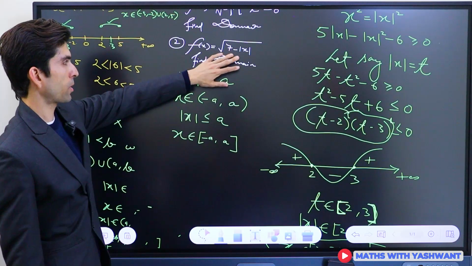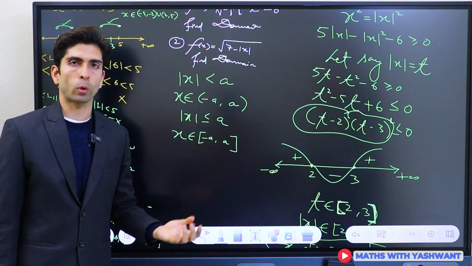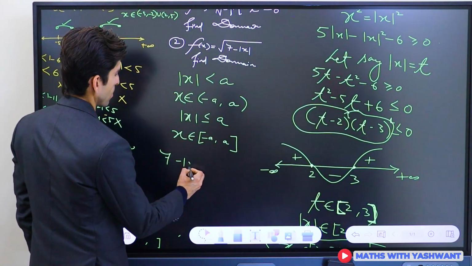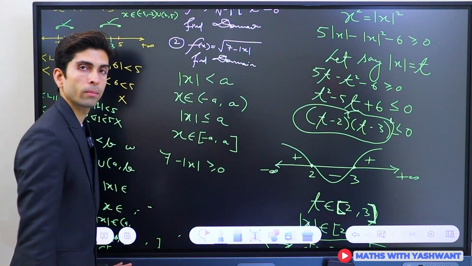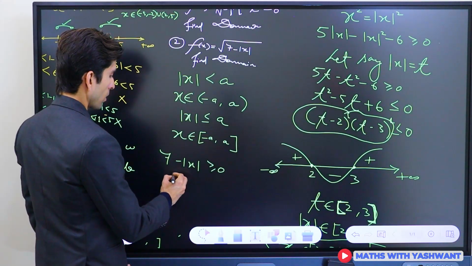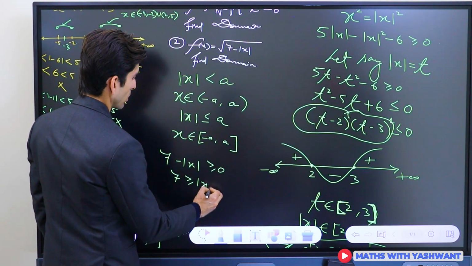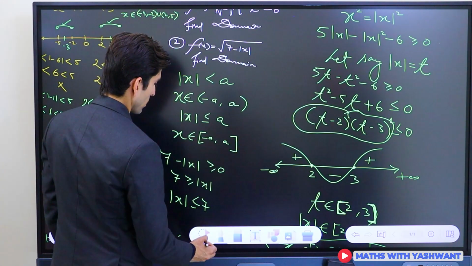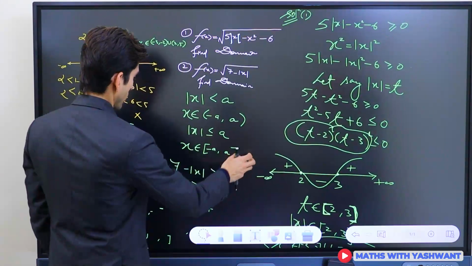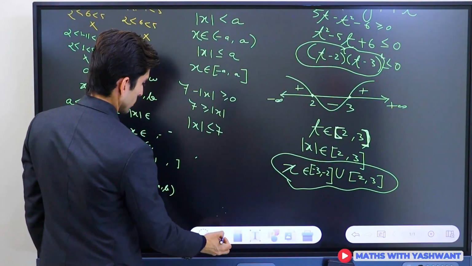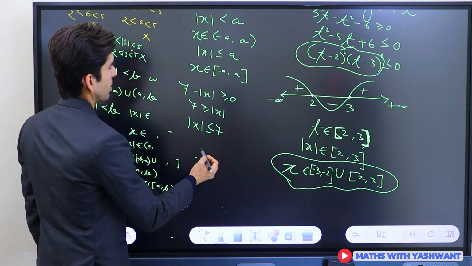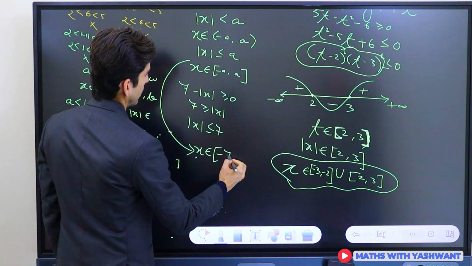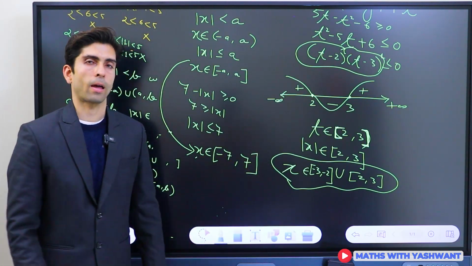The second functional expression has 7 minus mod x inside the square root sign. To define this square root, we have to make sure that 7 minus mod x is greater than or equal to 0. Now we have 7 greater than or equal to mod x, which in other words can also be written as mod of x less than or equal to 7. Following this, we can directly write x belonging to [negative 7, positive 7], and that's all.